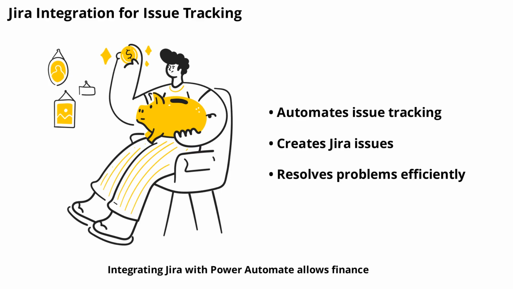Integrating Jira with Power Automate allows finance teams to create issues automatically for financial discrepancies, overdue payments, or audit findings. This ensures that problems are tracked and resolved efficiently.